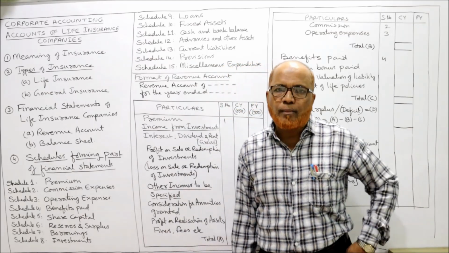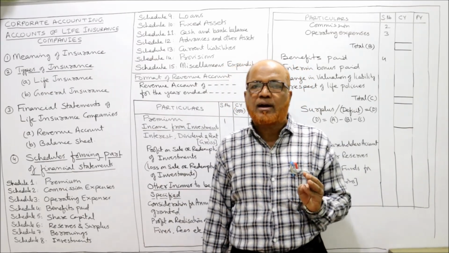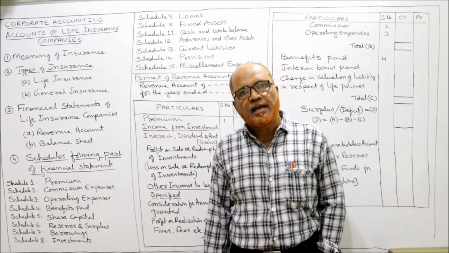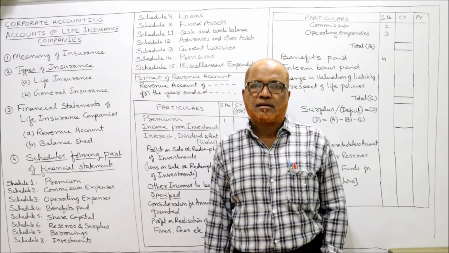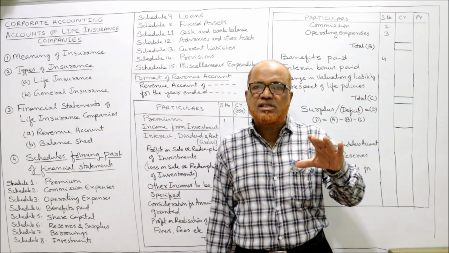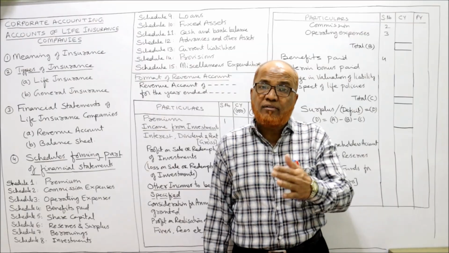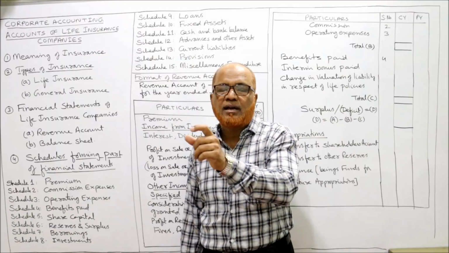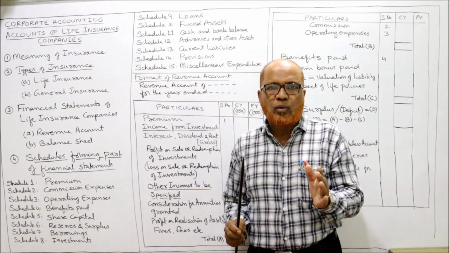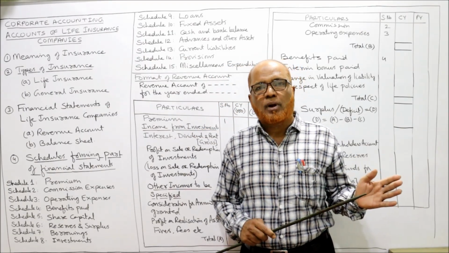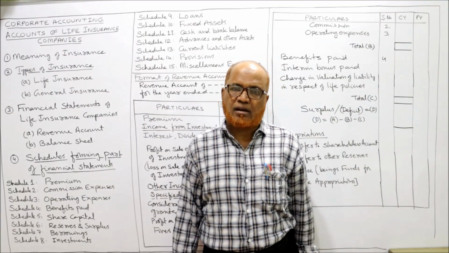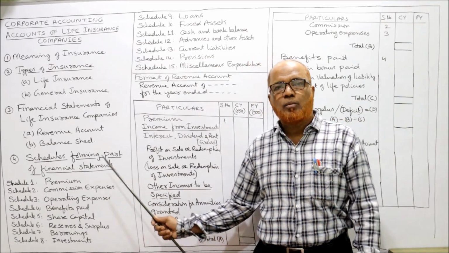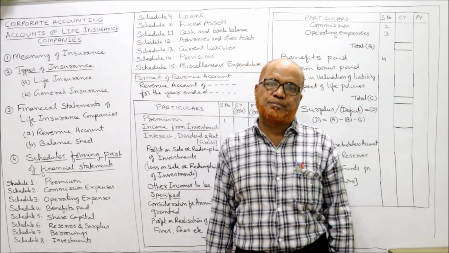So according to new format, the financial statements consist of revenue account and balance sheet. Again, it is a scheduled form, just like we have seen the scheduled form in banks. Banks are also following a scheduled system of preparing the financial statements. Already we have discussed in length and we have done so many problems on accounts of banking companies. So if my regular viewers have already watched the problems of banking companies, you are already aware about the financial statements of banks. Similar financial statements we have to make in life insurance companies also.